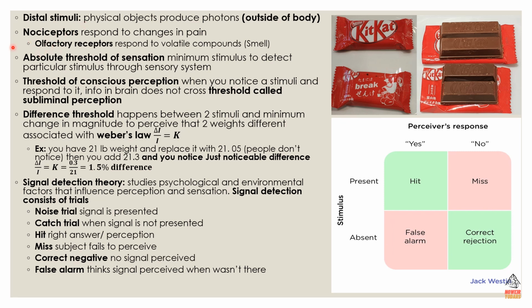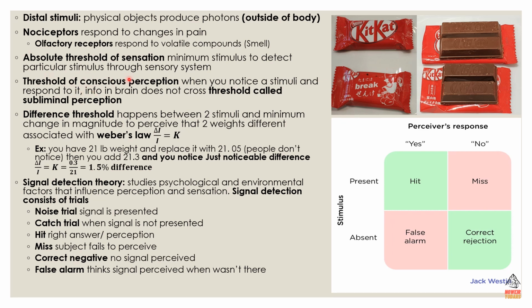Next, you have nociceptors. Nociceptors are receptors that respond to changes in pain, and these are different from olfactory receptors. Olfactory receptors are special to smell. So olfactory receptors are specialized cells for smell.